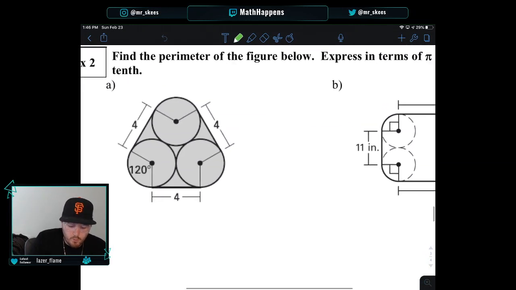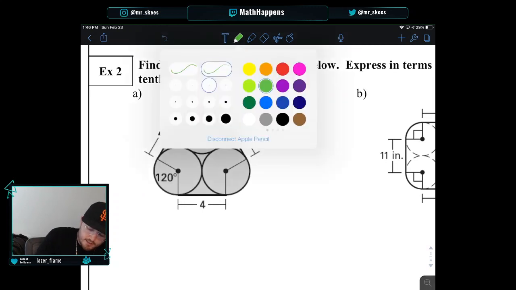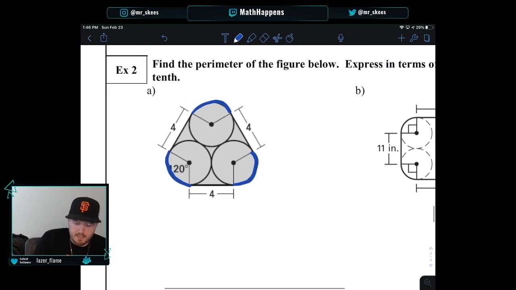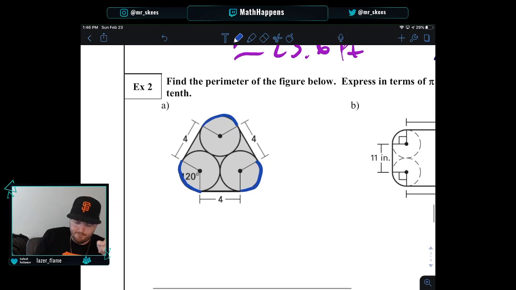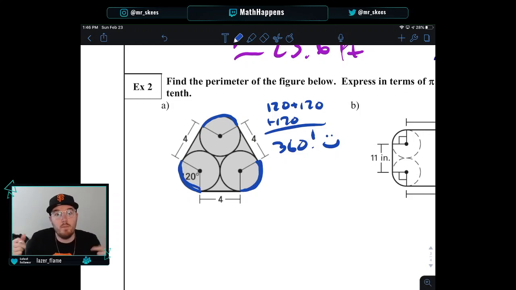Well, we're piecing things together here. So this arc is 120, and so is this arc, and so is this arc. Right? These are three arcs of the exact same circle. And tell me, what is 120 plus 120 plus 120 equal? All three of these? 360. So these three individual pieces just make one circle.